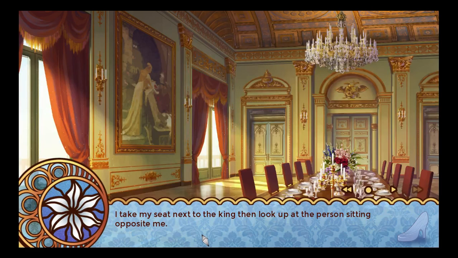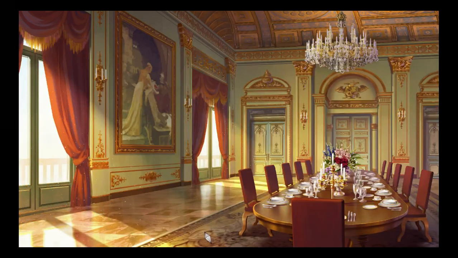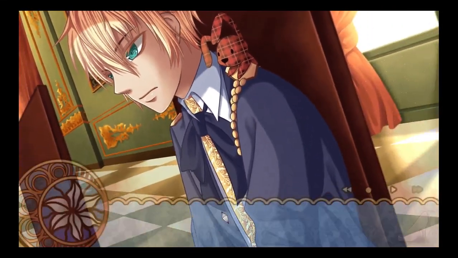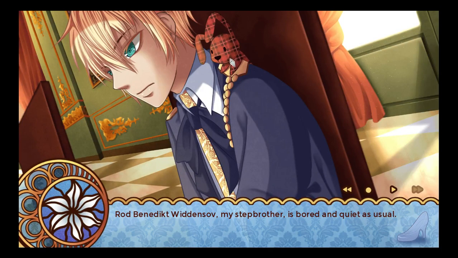I take my seat next to the king, then look up at the person sitting opposite me. Oh, you're beautiful! Oh, that's cute. Oh, I love you. You're beautiful. Rod Benedict Weidenslaw. Oh, he's my fuck! He's my stepbrother. Ha! Not half brother, stepbrother. Which means it's totally okay, you know. Yeah, you know what I'm talking about.